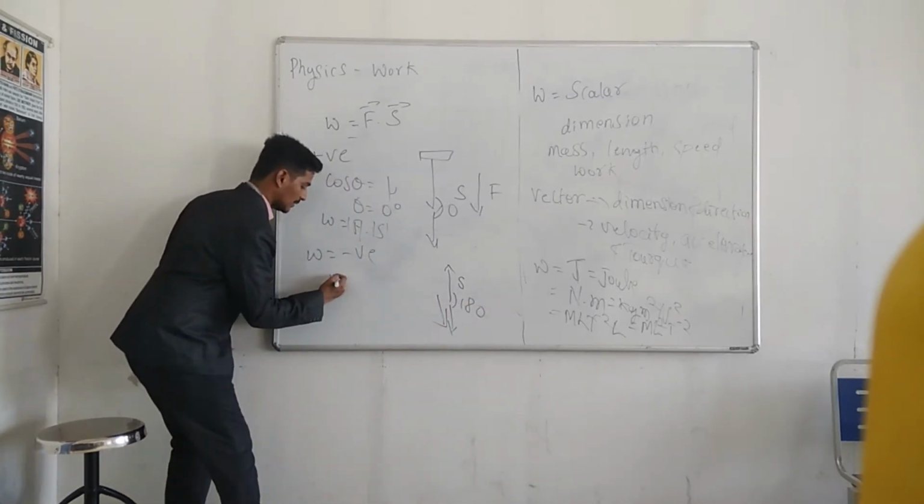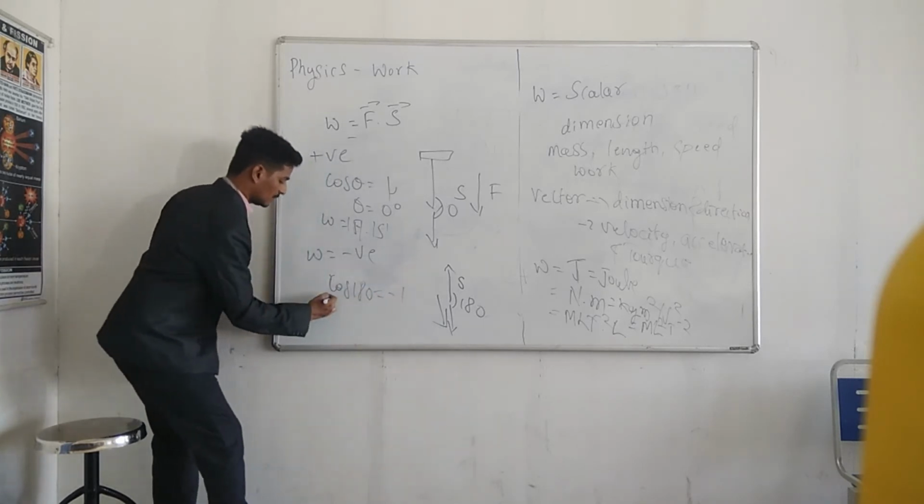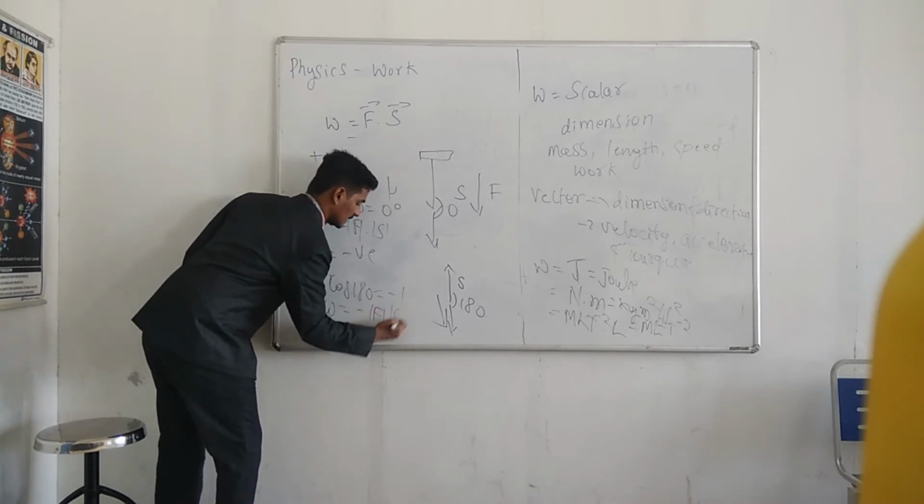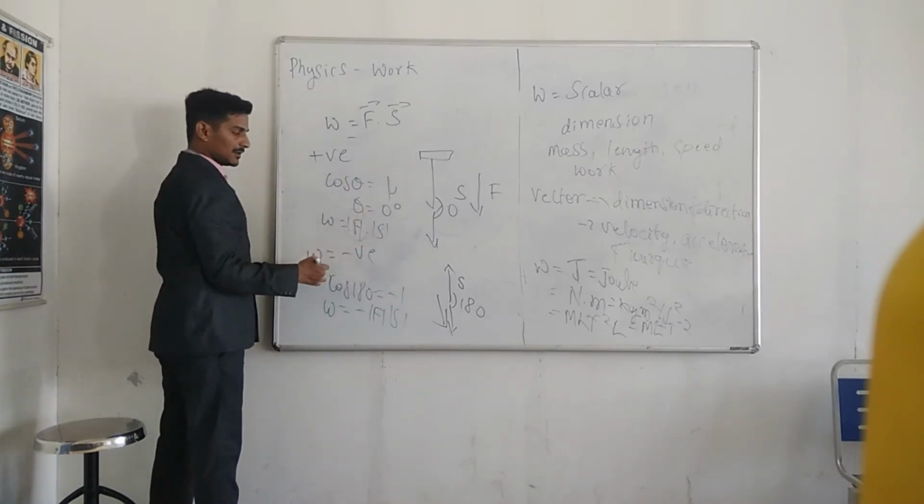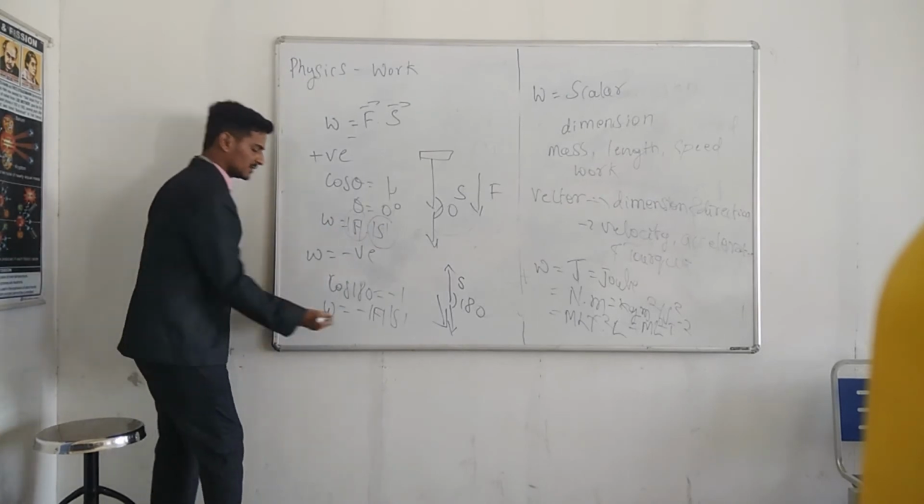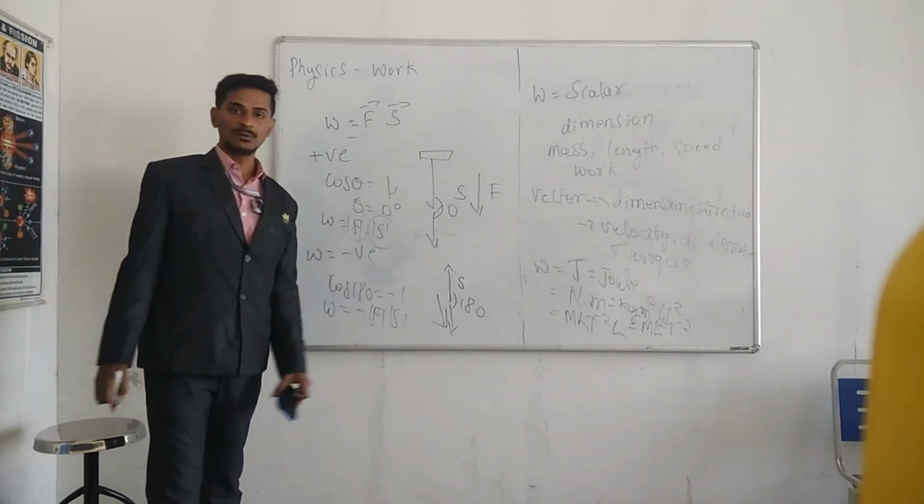So cos 180 is minus 1. So what is it? Minus F s. See, this is purely about the magnitude of the dimensions, so you can just mention it as Fs, there is no problem, or mod F into mod S.